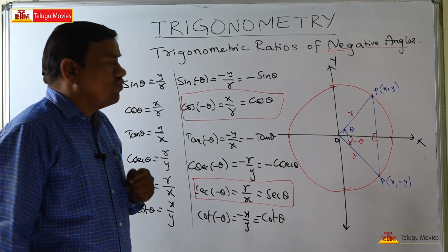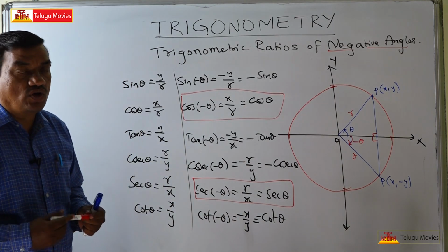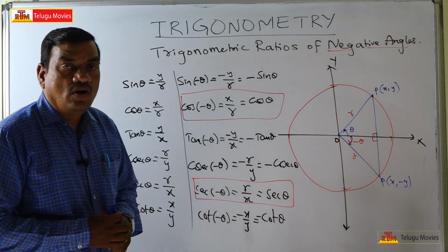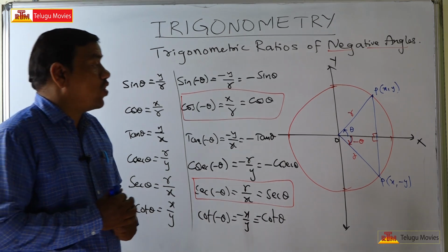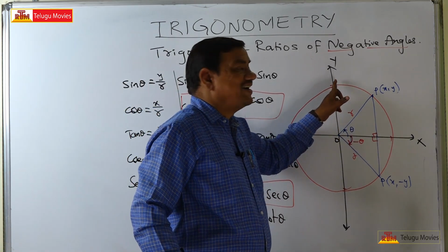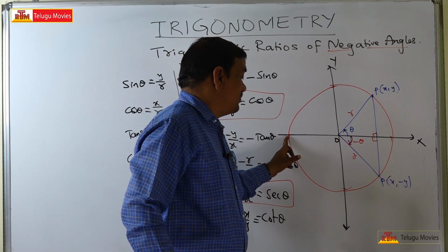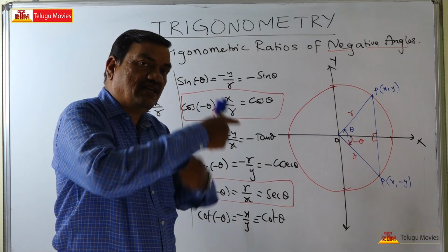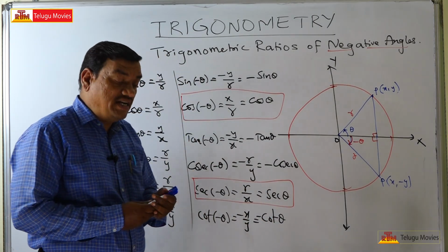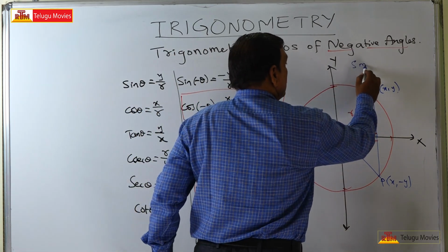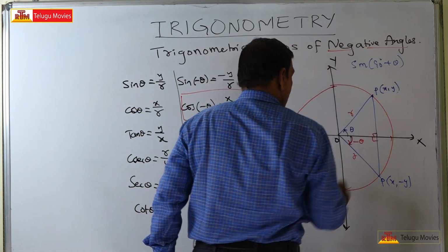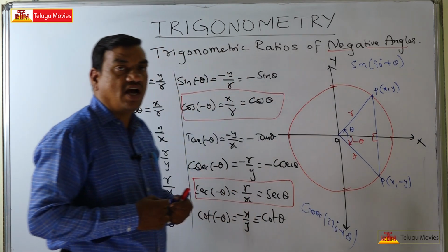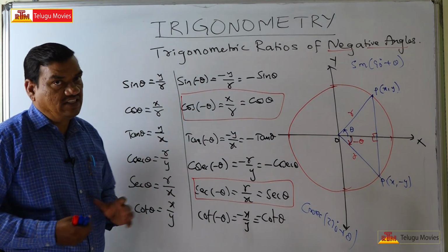Now, next we are going to see the trigonometric ratios of quadrant angles. What are quadrant angles? 0 degrees, 90 degrees, 180 degrees, 270 degrees, and again 360 degrees. Like that the terminal side rotates. What about sine of 90 degrees plus theta? What about cosecant of 270 plus theta? How do we calculate them? All those things I am going to explain.